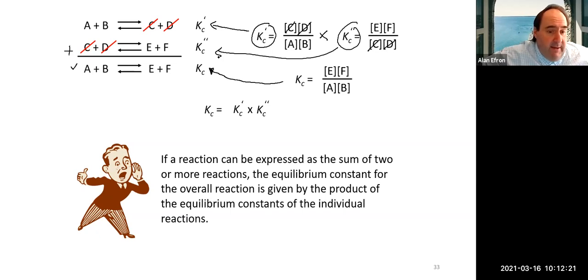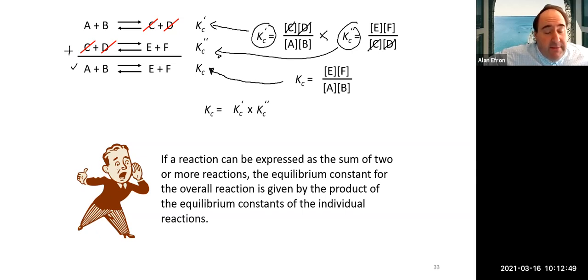If you're adding 3, 4 reactions together to make an overall reaction, you will continue to multiply the K values. So that's an important distinction. Sometimes people do get confused on that. They think, well, it logically makes sense, I'm adding these things, so I probably should just add the K values. But you actually multiply the K values.